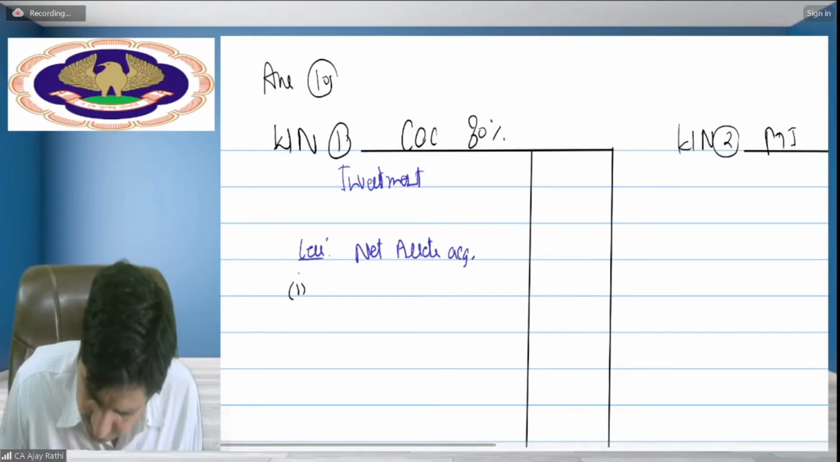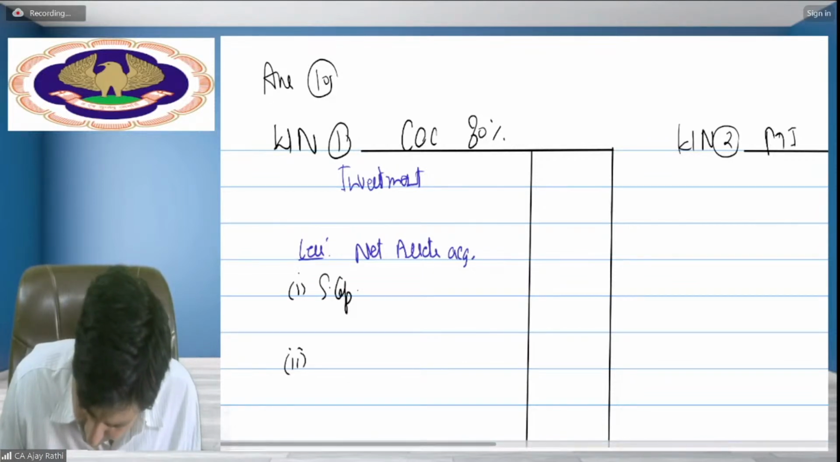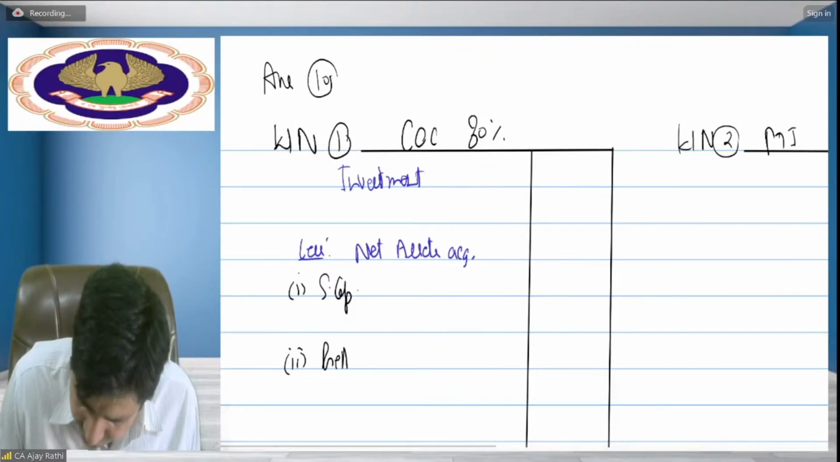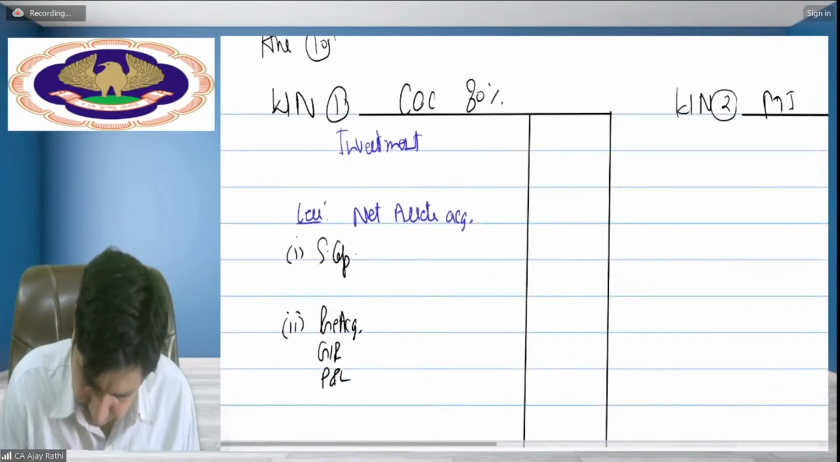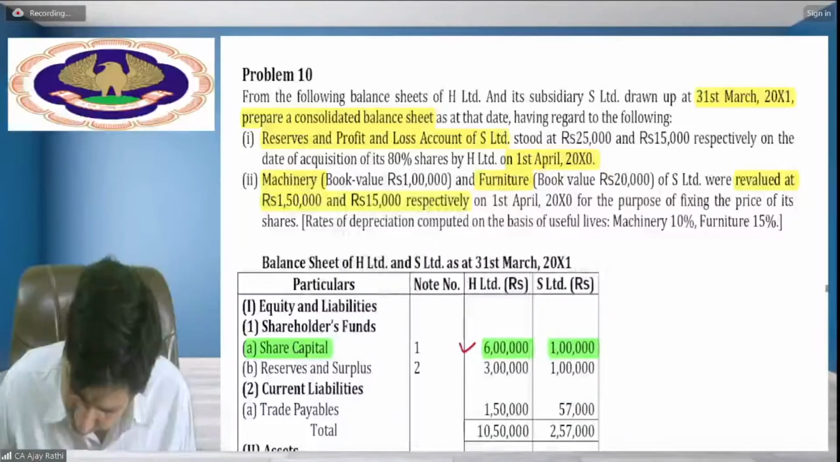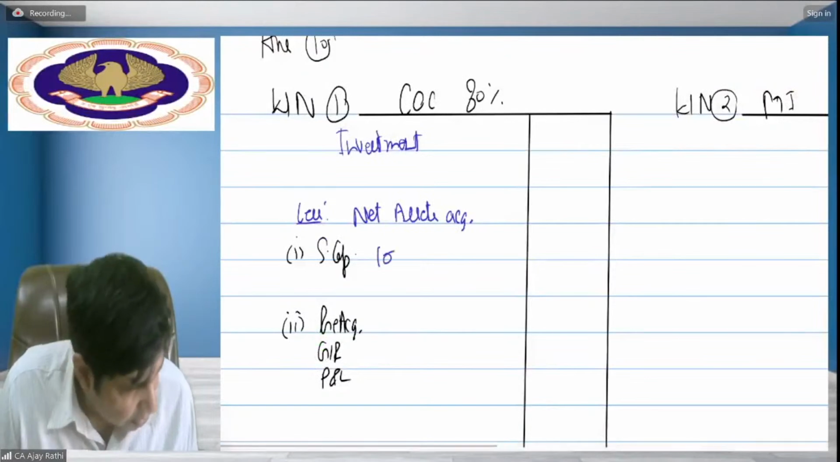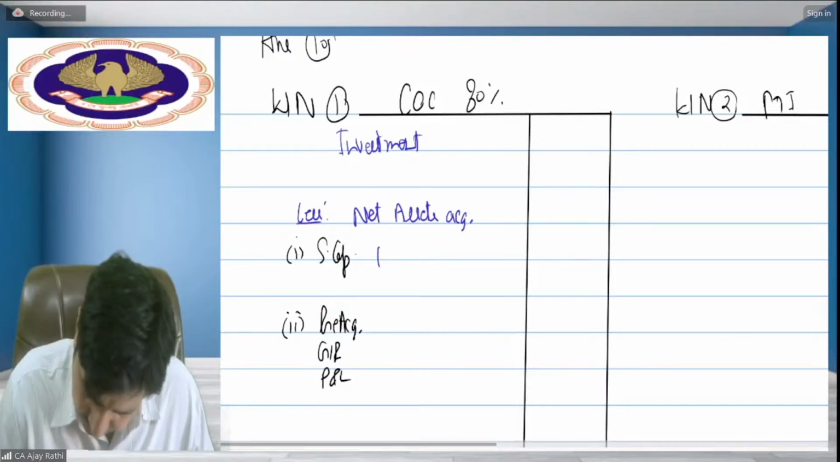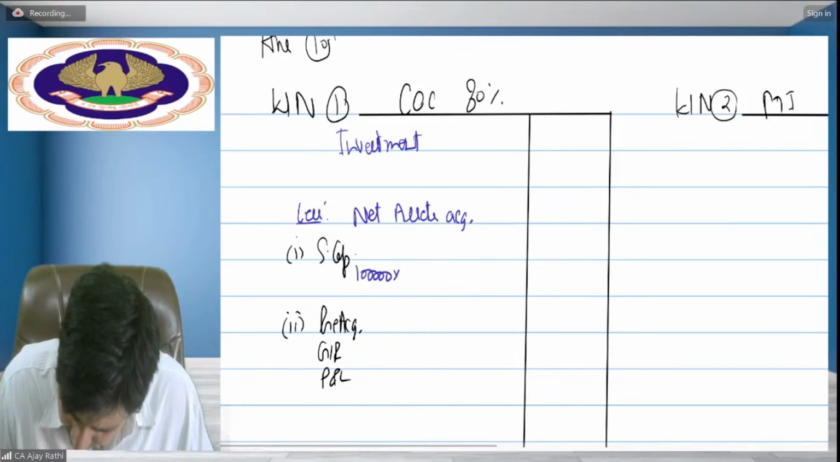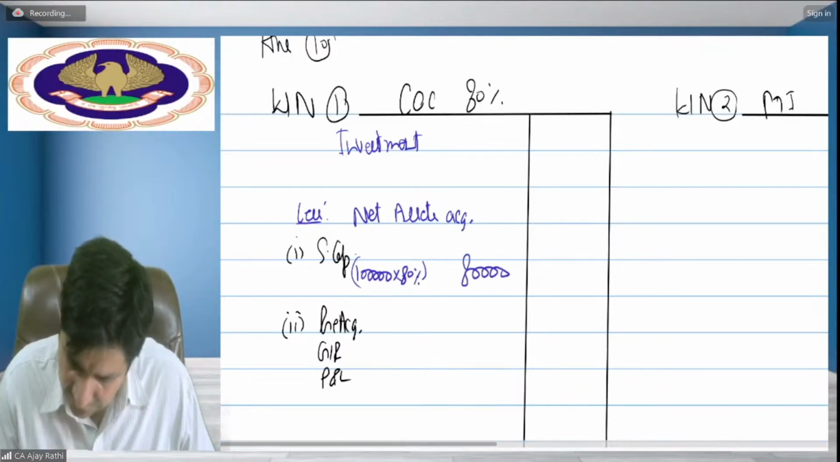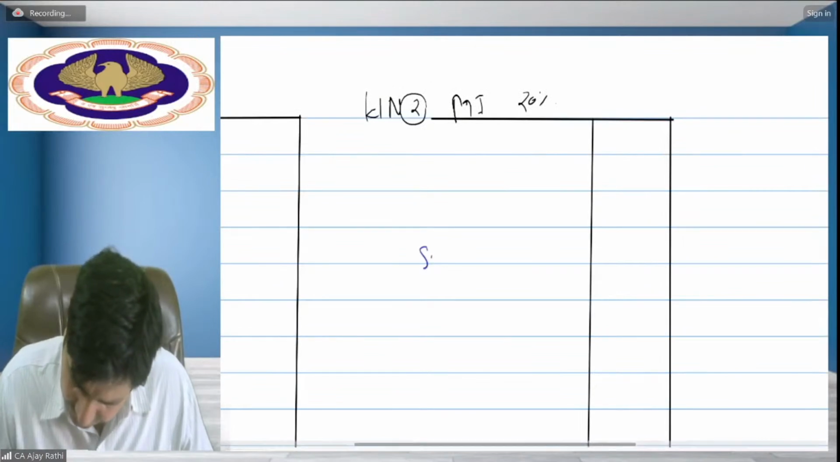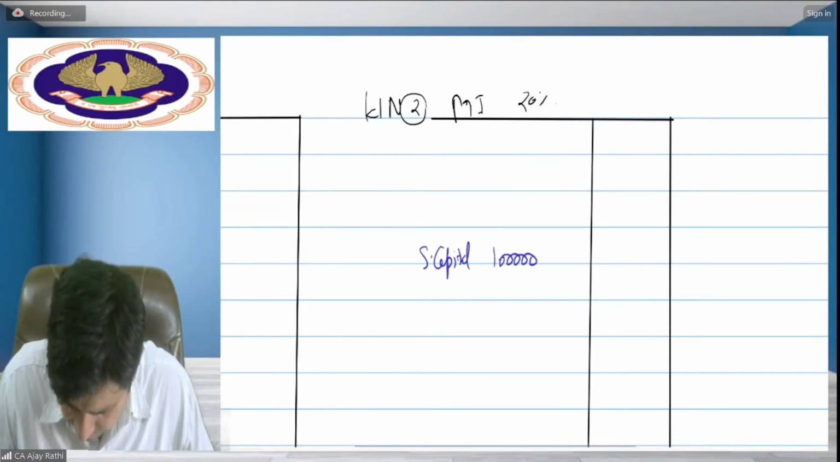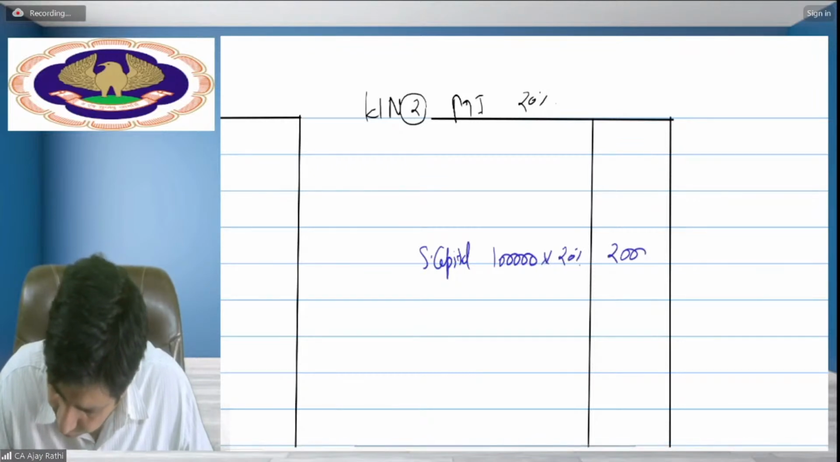Here there will be share capital, and here another point will be pre-acquisition general reserve, and profit and loss. So we found out here the share capital, that is what? 1 lakh multiplied by 80%. 1 lakh multiplied by 80%, that is how much? Of course 80,000. And what about the rest 20%? Share capital 1 lakh multiplied by 20%, that is how much? 20,000.